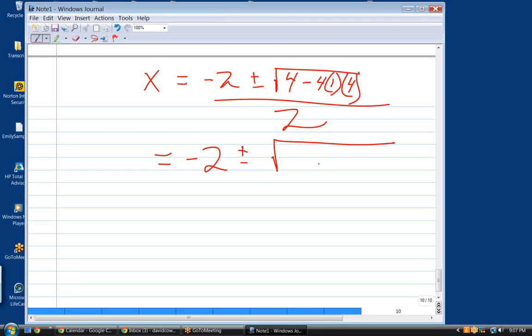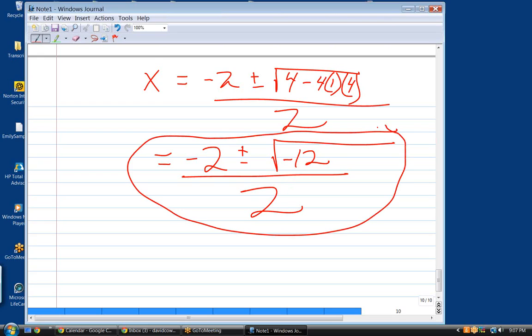No, not quite. Multiply those 3 numbers together. It's going to be 16. What's 4 minus 16? Negative 12. All over 2.